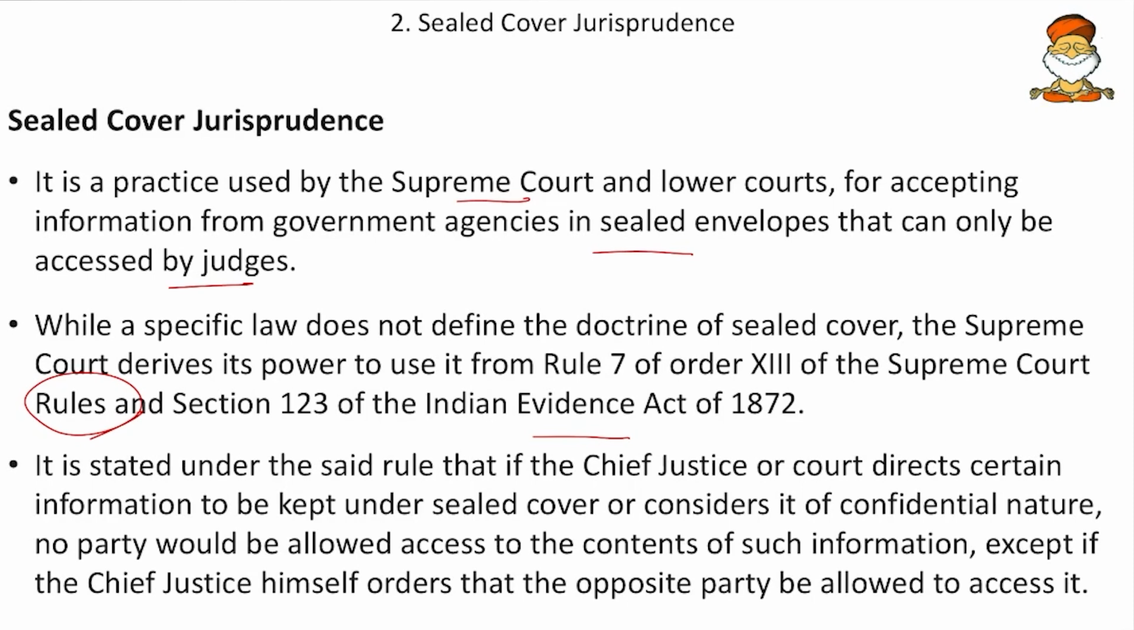And it is stated under the said rule that if the Chief Justice or the court directs certain information to be kept under sealed cover or considers it of confidential nature, then no party would be allowed to access the contents of such information, except if the Chief Justice himself orders that the opposite party be allowed to access it. So unless and until the Chief Justice himself orders to give the access, no one has the access to it. Friends, this has been in the news for the last 2 to 3 months. So again, that becomes important.